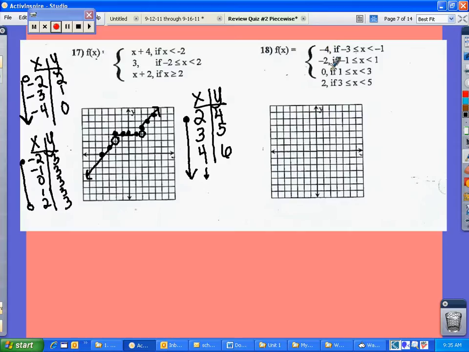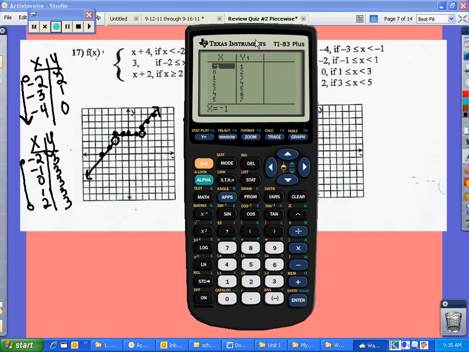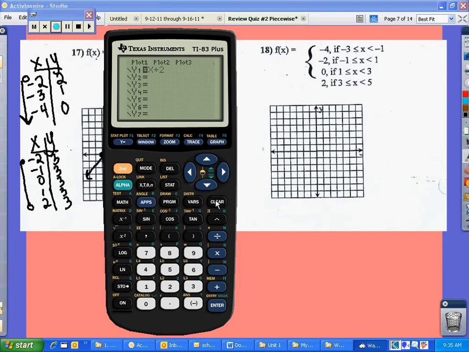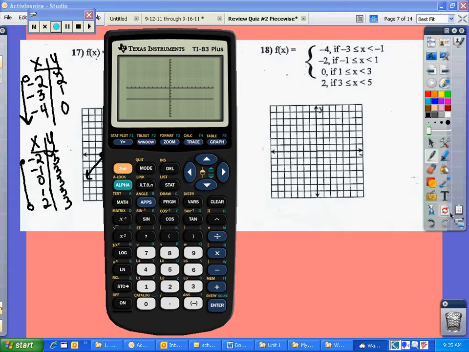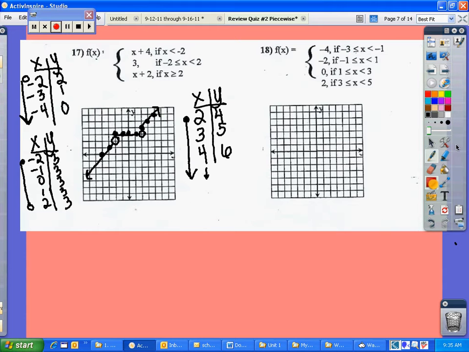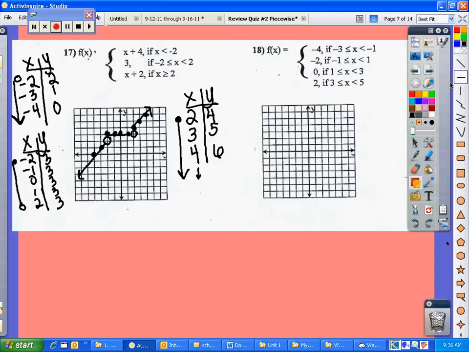This last one is our step function. Because if I put in all of these and look at what they look like on my calculator, if I put in a negative 4 here, y equals negative 4, notice it's just a horizontal line. But what piece of that horizontal line do I want? I want it between negative 3 and negative 1. And then for negative 2, what piece do I want of that horizontal line? Well, I want it between negative 1 and 1. So what you can do is go ahead and graph each of those lines.